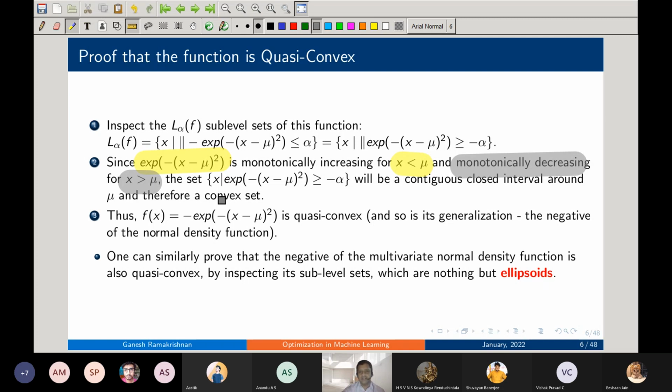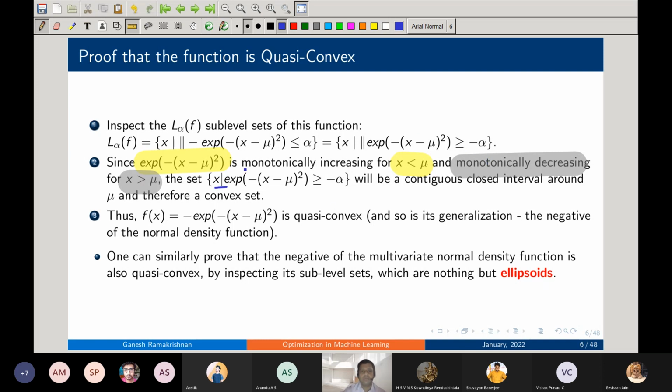So what is this set? Right, so there's something about mu, right? Less than mu and greater than mu. It's basically a contiguous interval around mu. So you want this to be less than or equal to alpha. Sorry, minus of exp of minus (x minus mu) squared, whole thing should be less than or equal to alpha, which is the same as exp of minus (x minus mu) squared greater than or equal to minus alpha.